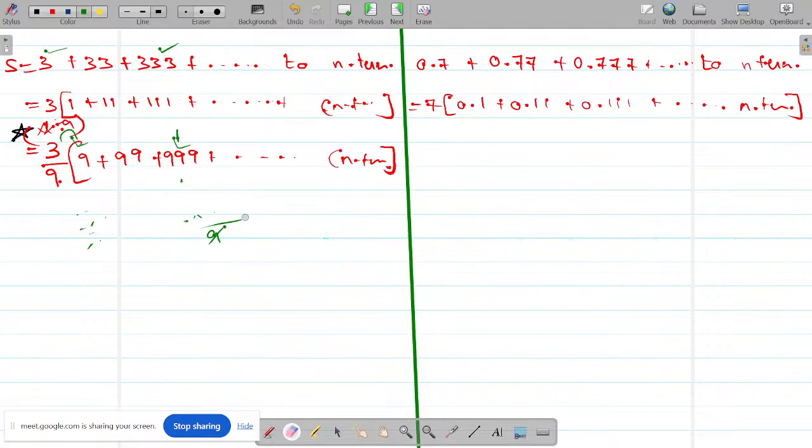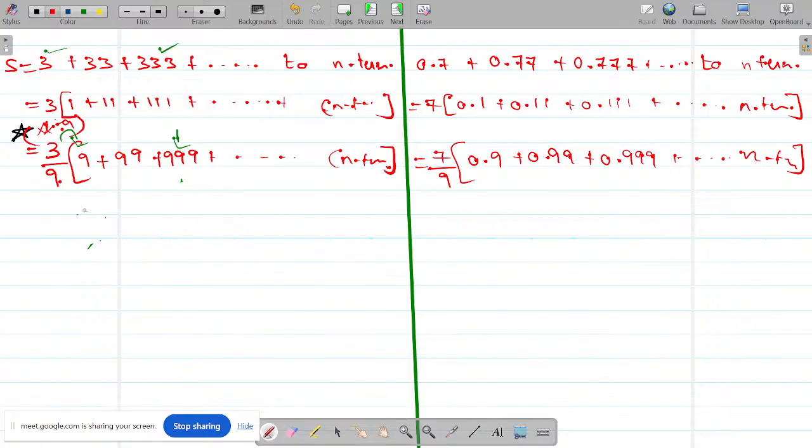So the same we do for the second problem also. Multiply and divide by 9. What do you get? 7 divided by 9 into here will be 0.9 plus 0.99 plus 0.999 up to n terms.